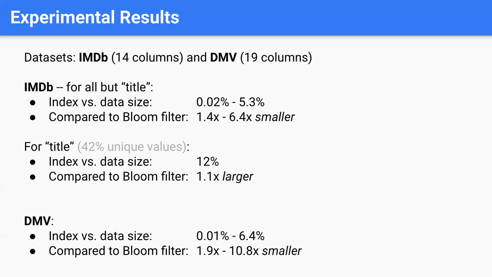However, we argue that Cuckoo index is still favorable over Bloom filters in this case, since it does not produce any false positives for lookups with keys that occur in the data. On DMV, Cuckoo index is consistently smaller than Bloom filters, with space savings of up to more than 10x.